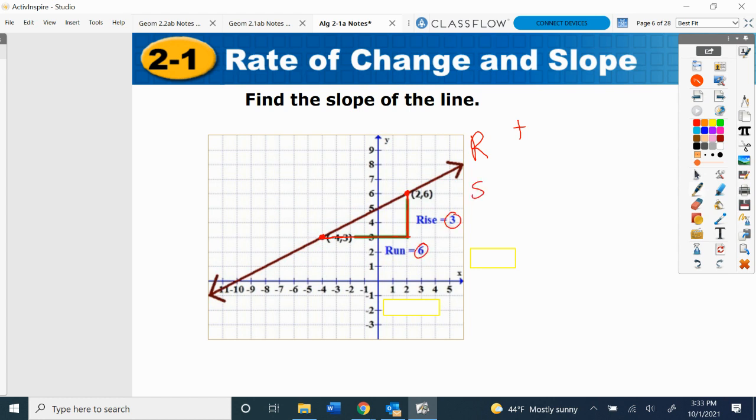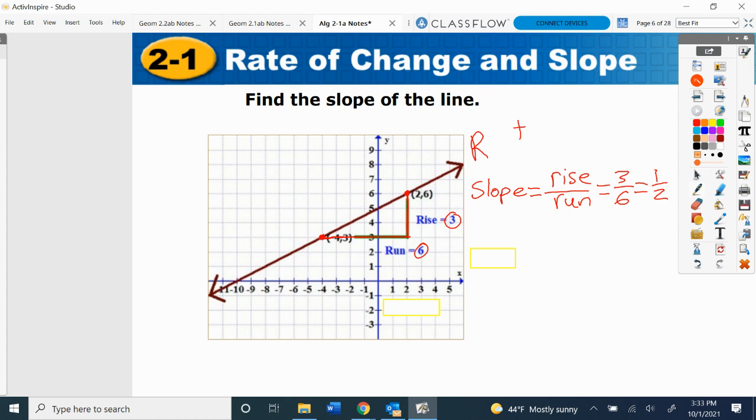Now we just want to take those two numbers and write our slope. The slope is equal to the rise over top of the run. That would be a rise of 3 and a run of 6, and it's positive. We could simplify that fraction down to make it 1/2, so there would be our slope. This line would have a slope of 1/2.